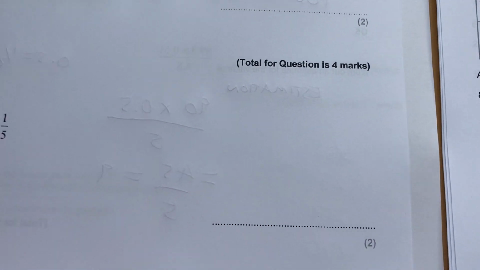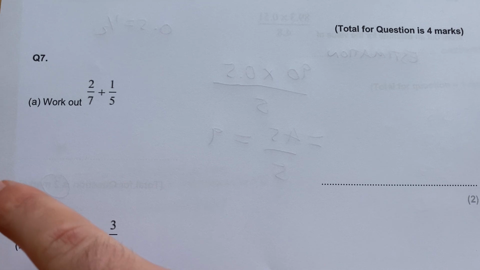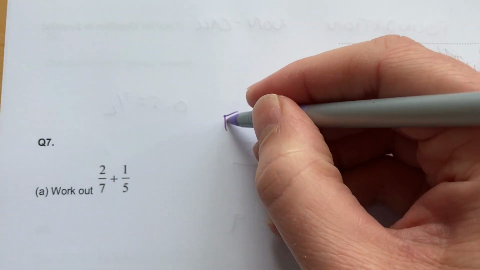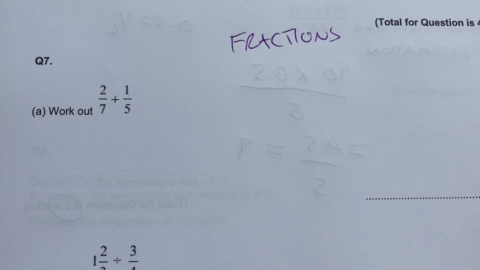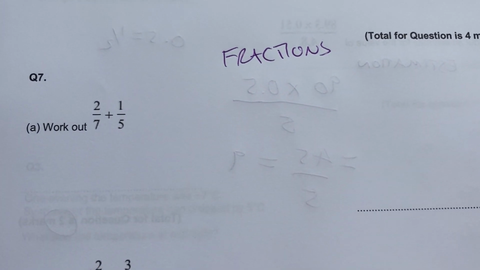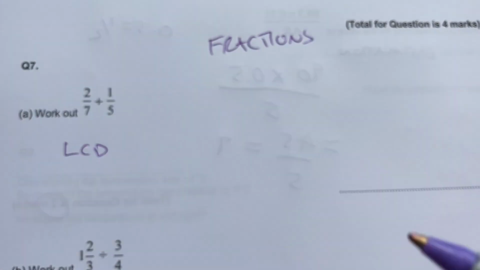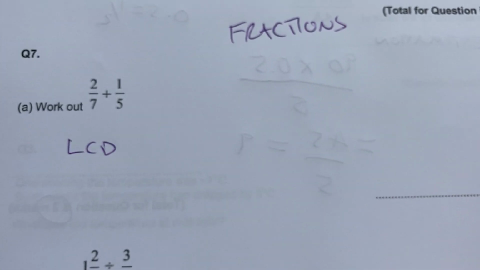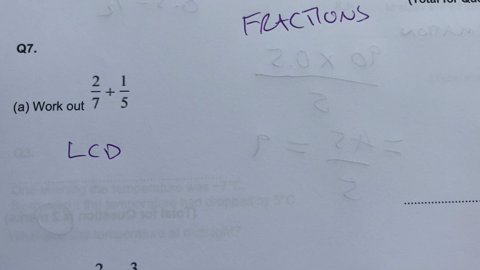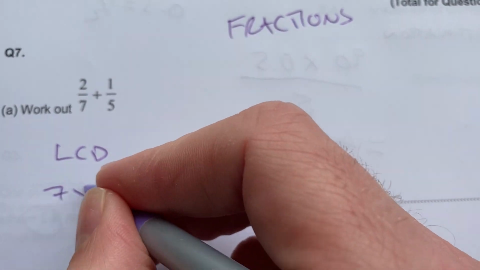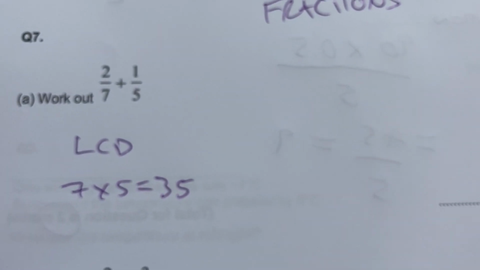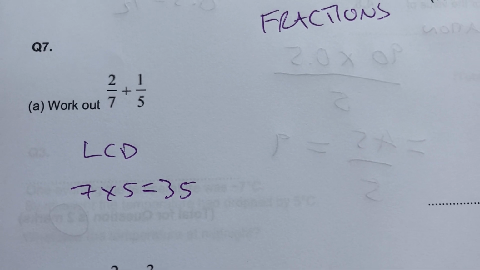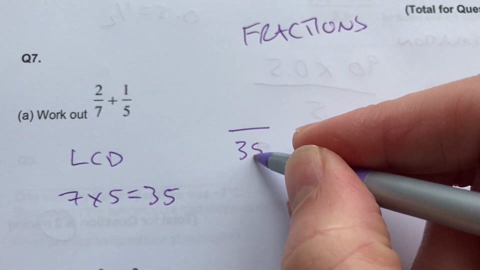The next one to look at is fractions on question 7. So it's fractions, in particular adding fractions in the first one. They don't have the same denominator, so we need to find a lowest common denominator. They're both prime, so the easiest thing to do here is to multiply them. So 7 times 5 is 35, so that's going to be the lowest common denominator there. They're both going to be something over 35.